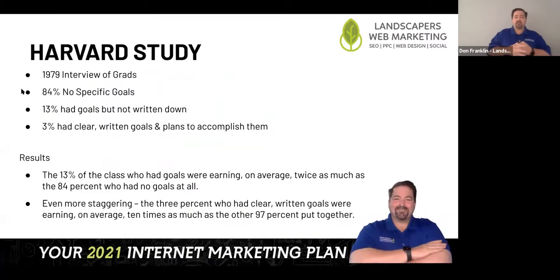There was a Harvard study done back in 1979 where they interviewed grads and then they followed them across the years. And 84% of those had no specific goals. 13% of those had goals, but they weren't written down. And then 3% had very clear written goals and plans to accomplish them. And here's what the results were. 13% of the class who had the goals were earning on average twice as much as that 84% who had no goals at all. What's even more staggering is the 3% who had clear written goals. They were earning on average 10 times as much as the 97% put together.